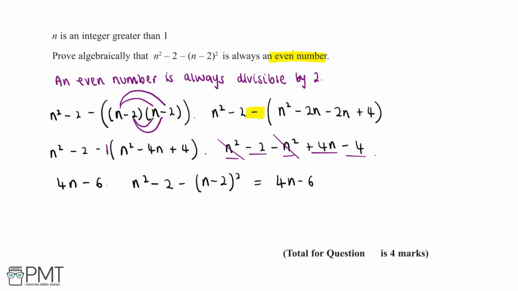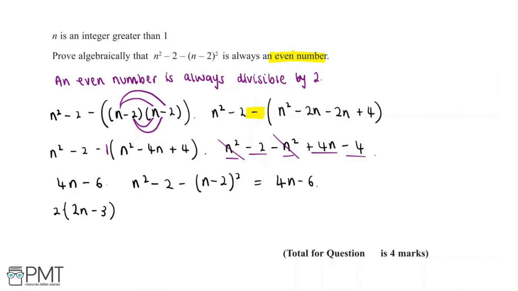But how do we prove that this is always even? Well, we mentioned that an even number is always divisible by 2. And so to prove that an algebraic expression is even, we need to be able to factor 2 out. So if we take 2 out of this expression, we're left with 2 multiplied by (2n minus 3). And we can see that we've managed to factor out 2, which proves that this is even.